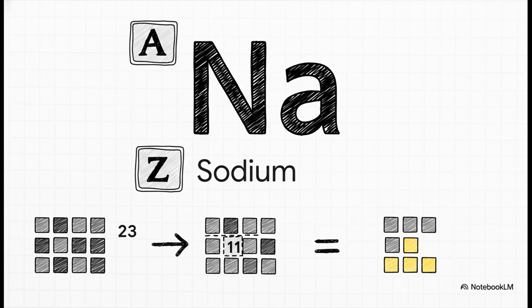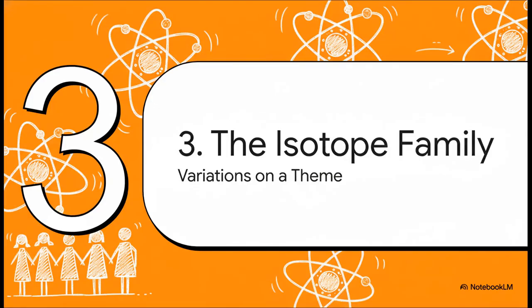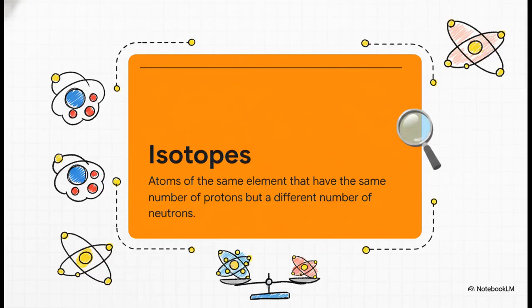See? Easy. All right, section 3, the isotope family. Now, you'd be forgiven for thinking that all atoms of, say, carbon are identical twins, but that's not exactly true. They're more like siblings. Part of the same family for sure, but with some small differences. And that brings us to the idea of isotopes. So what on earth is an isotope? Here's the key idea. Isotopes are atoms of the same element. That means they have the same number of protons.